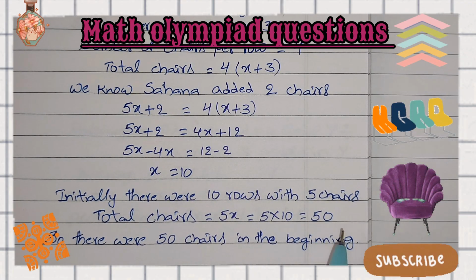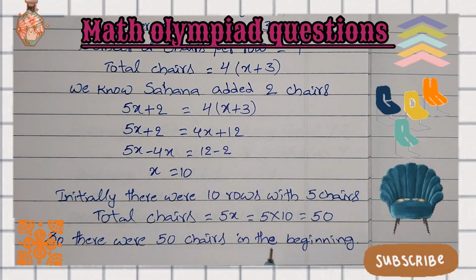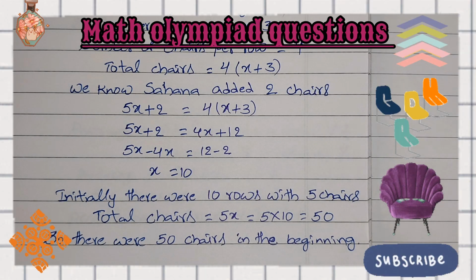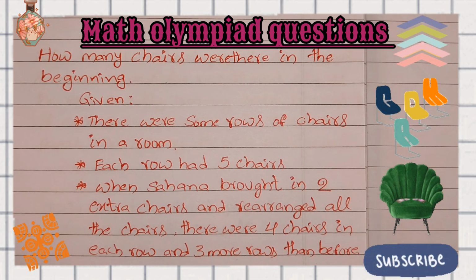Then total chairs equals 5x. We know the x value. 5 multiplied by 10 equals 50. So there were 50 chairs in the beginning.